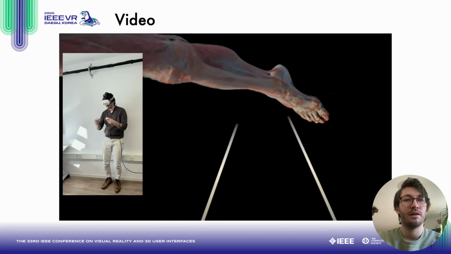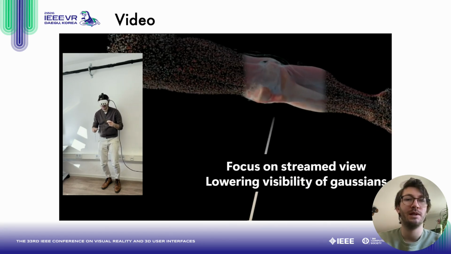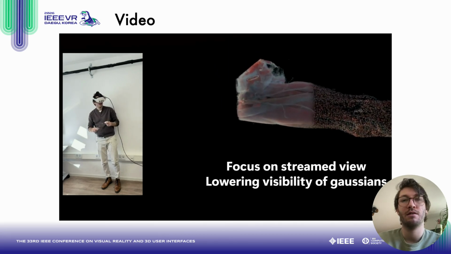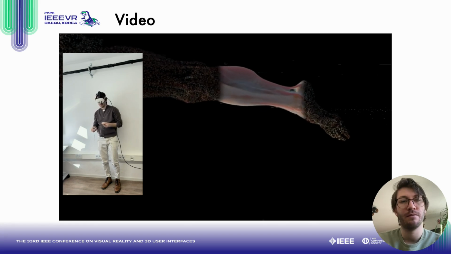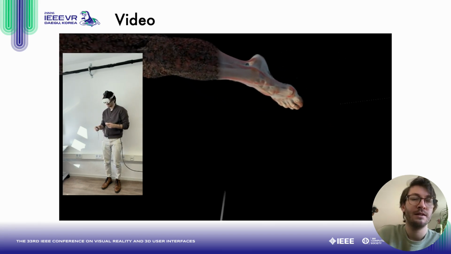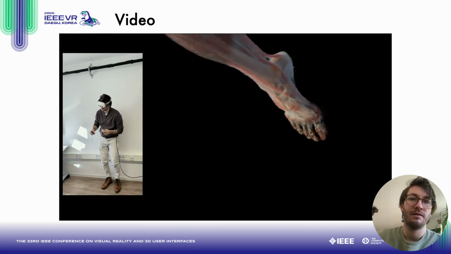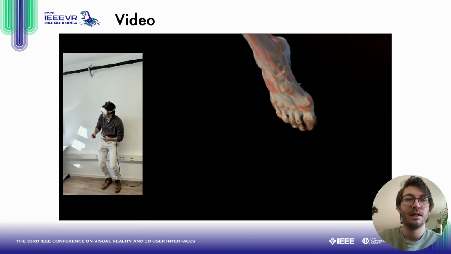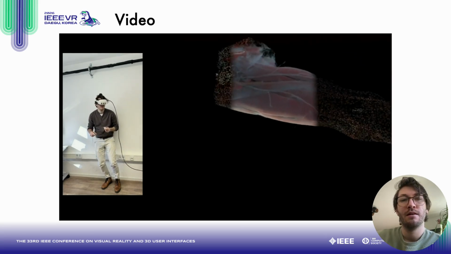It's pretty hard to see on this video where the foveated area is, thus we lower the visibility of the Gaussians. This is not done during normal usage, but in this case just for the video to see where the view is that we stream in. And we can see that it very neatly fits onto the Gaussian splatting model, and with the depth reprojection fits in nicely.